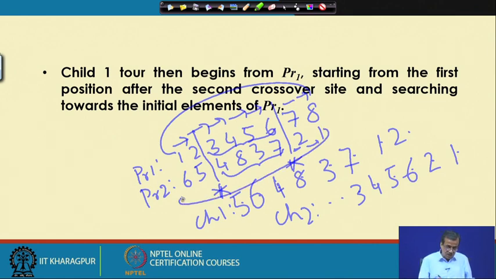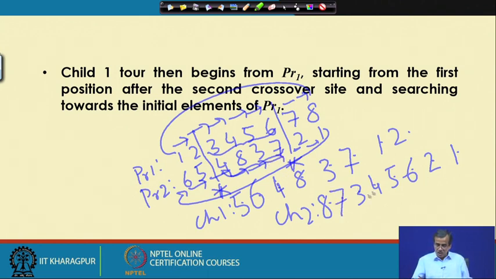Next, I start from here. Now, here actually we have got 6, 6 is already there. Next is 5, 5 is also there. Next is 4, 4 is also there. Next is 8, 8 is not there. So, let me put 8 here. The next is 3, 3 is already there. Next is 7. So, 7 I can put here.